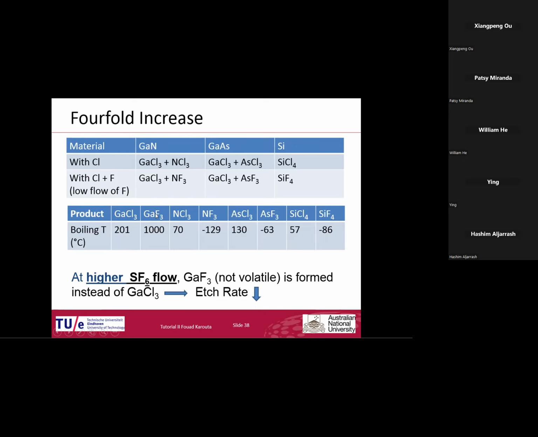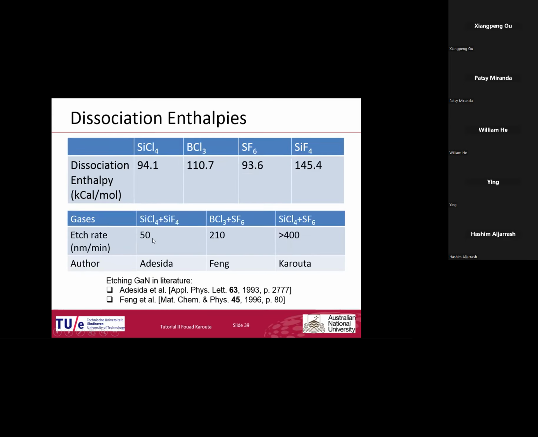But when you increase the fluorine rate too much, the SF6 rate in the gases, you start forming gallium trifluoride, which is not volatile. And that's why it will decrease the etching rate at higher SF6 flow. And yeah, that is another comparison that you can also consider.